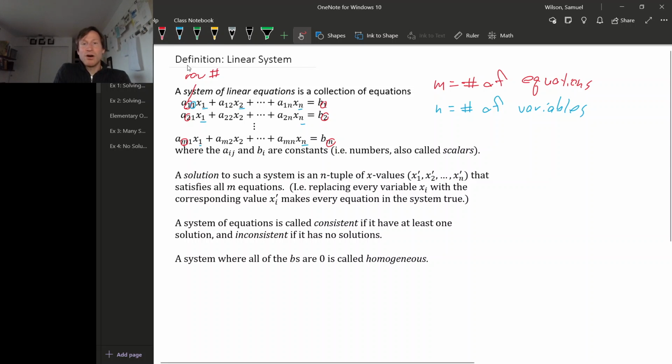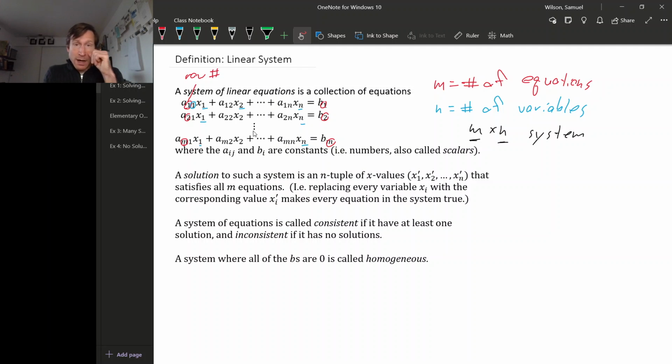So we will call this kind of system an m by n system. So m equations and n variables, and also m rows and n columns on the left-hand side. So that's how the subscripts work.